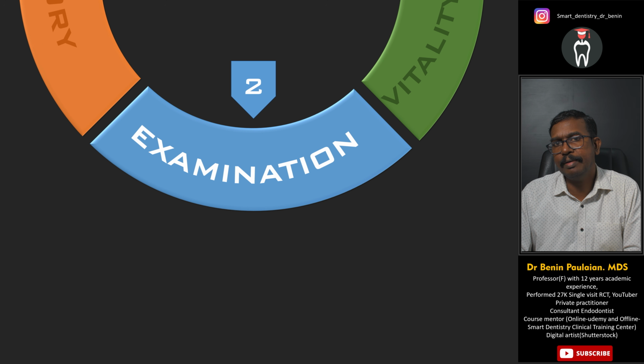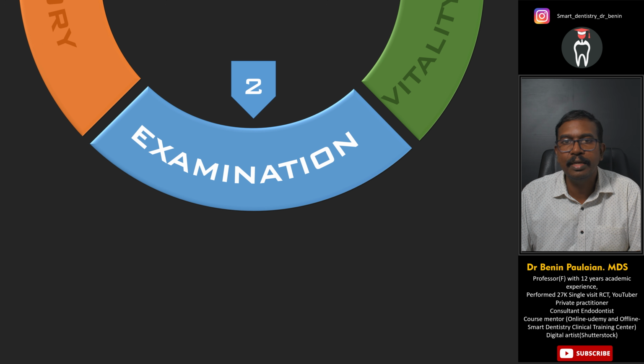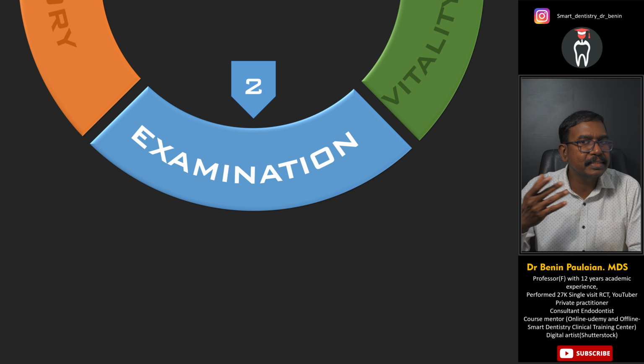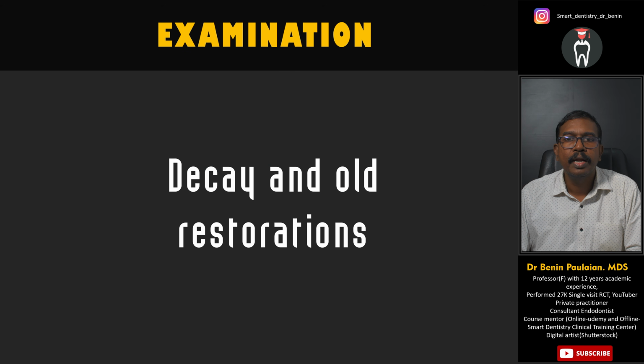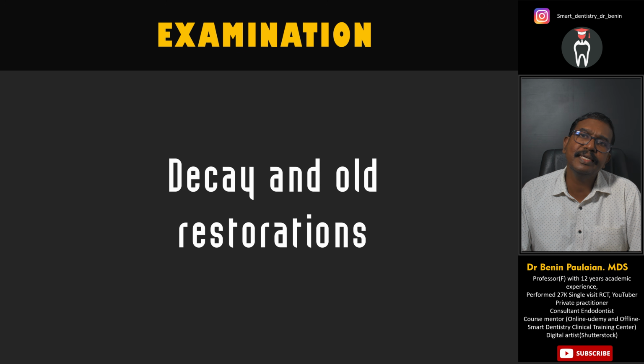So for the clinical examination, we have to first inspect, then palpate, then percuss, and we will go through all these steps one by one. First, as we always do, we look for decay or the presence of old restorations. Whenever we see a restoration that looks small, it could be a deeper one. So whenever there is a restoration, we should never underestimate it.